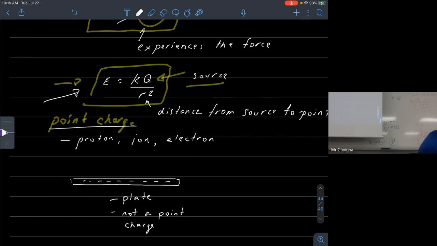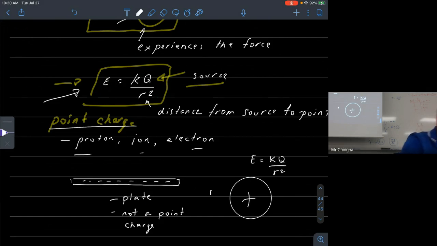How do you know if it's a point charge? Well, it's any of these, or it just simply looks like this. If they draw a circle with a charge, it's a point charge. And so the electric field is that. Where this is big Q, this is the source. Source of what? Source of electric field.